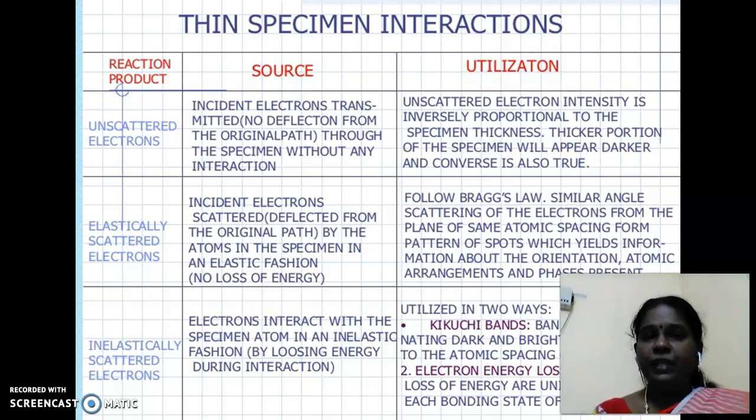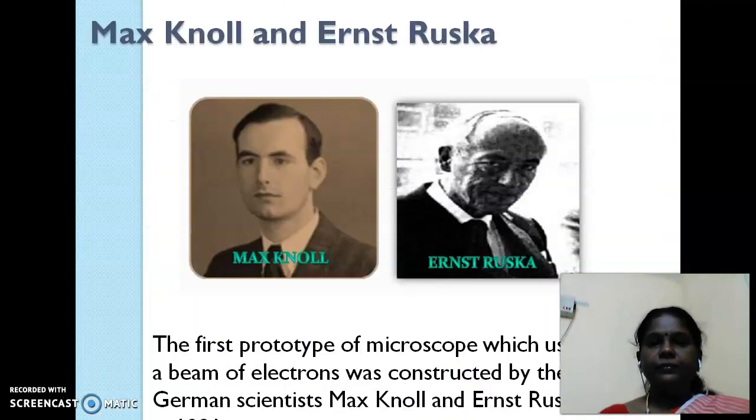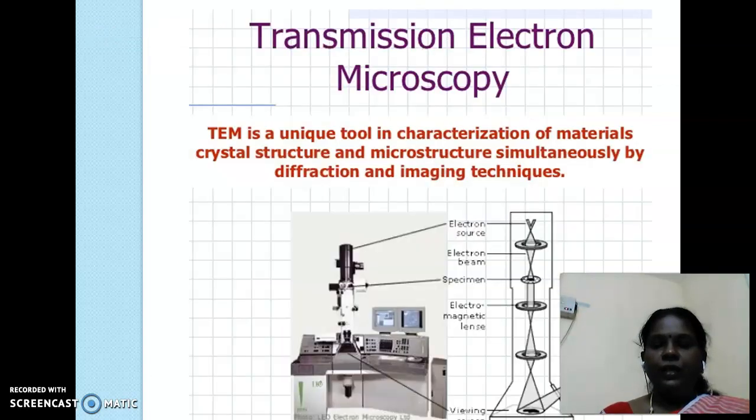So using these unscattered electrons, elastically scattered electrons and inelastically scattered electrons, TEM image and TEM diffraction pattern can be produced. And the pioneers are Max Knoll and Ernst Ruska. They devised the first prototype microscope. They are scientists from Germany.